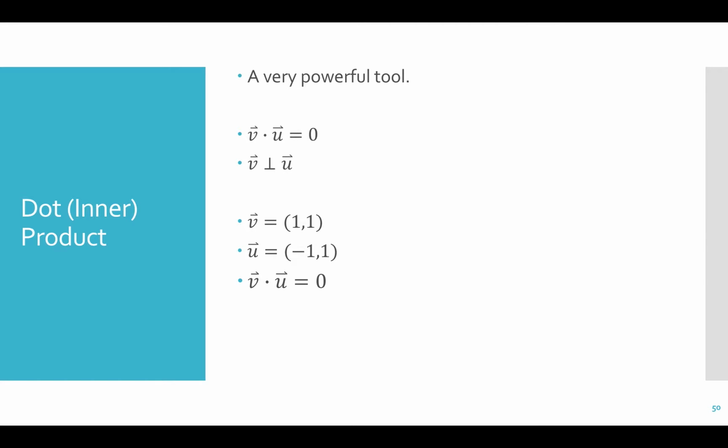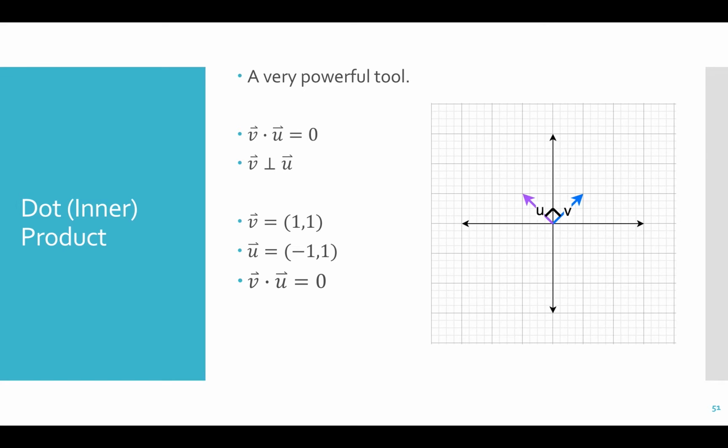Here's an example. The vector v is 1, 1. The vector u is negative 1, 1. And we can see that v dot u is 0. And if you actually plot this, you see that that's true.